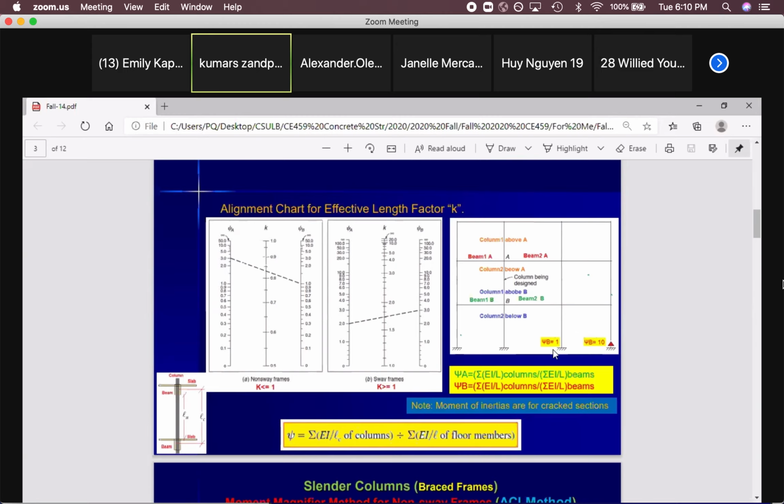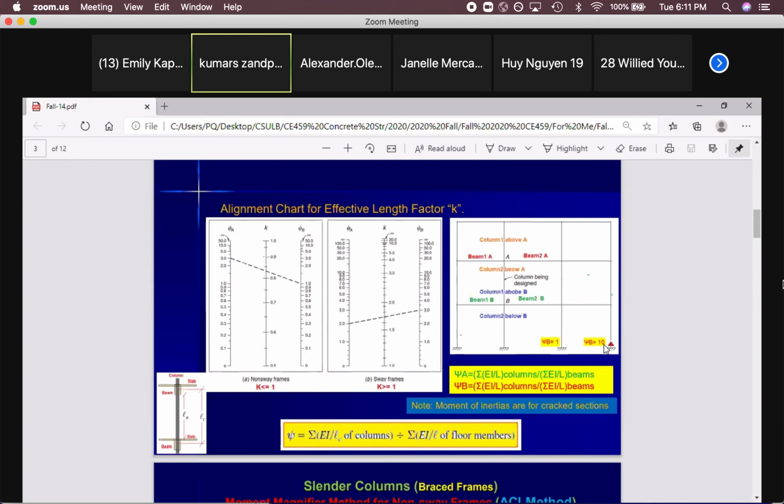If you have a fixed connection, there is no need to calculate this. Just consider CB equal 1. Then for A, what should I do? You have two columns, two beams. Follow this instruction and calculate PCA. For PCB, just because it's a fixed connection, PCB equals 1. Always. For any kind of structure, that's the equation.